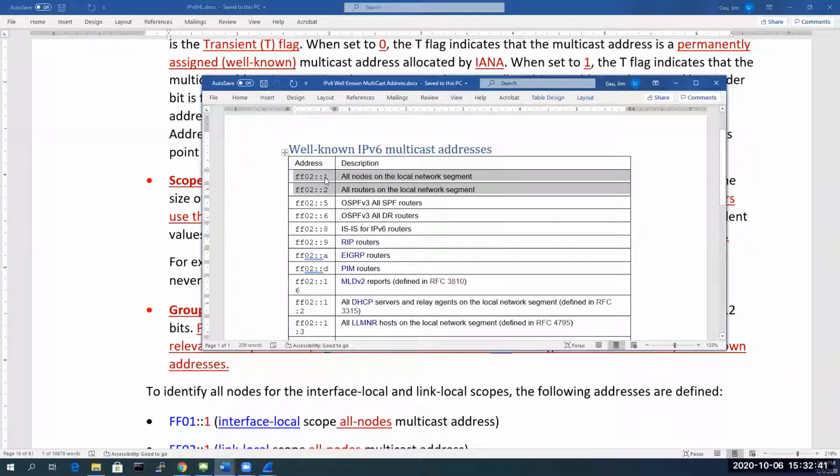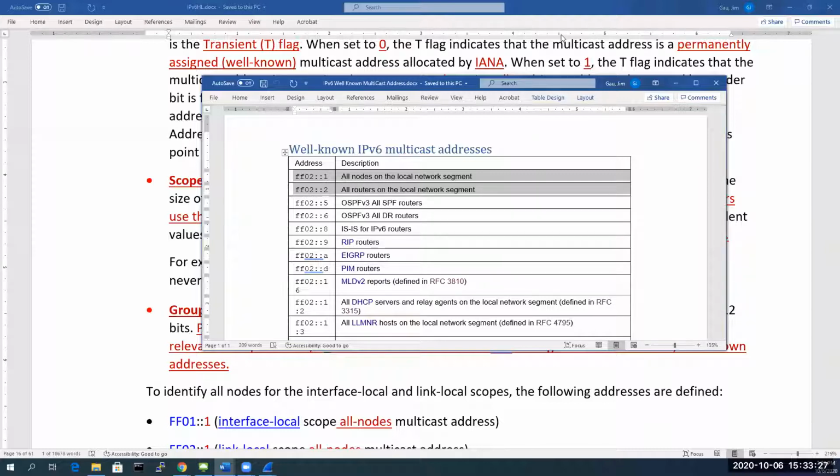FF02::1 means that it's all nodes on the local network. It sounds to me like it's a broadcast type of deal. So when a router wants to do an advertisement, it's going to send it to this FF02::1 as its destination, the multicast address. And then when a station wants to solicit a router, say, hey, are there any routers on the local network? Then you send it to all routers. All the routers will process the request. They will respond to the multicast address of FF02::2.